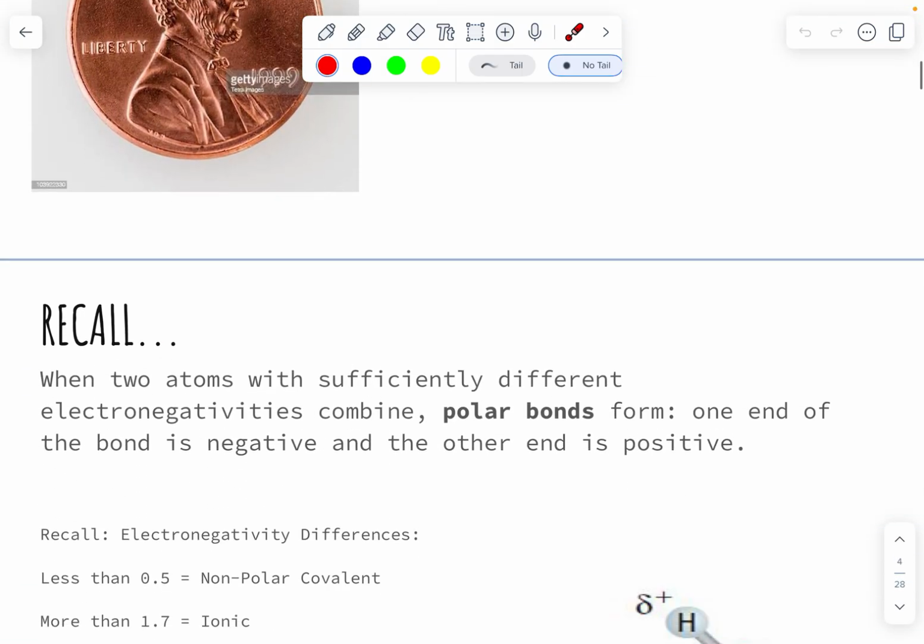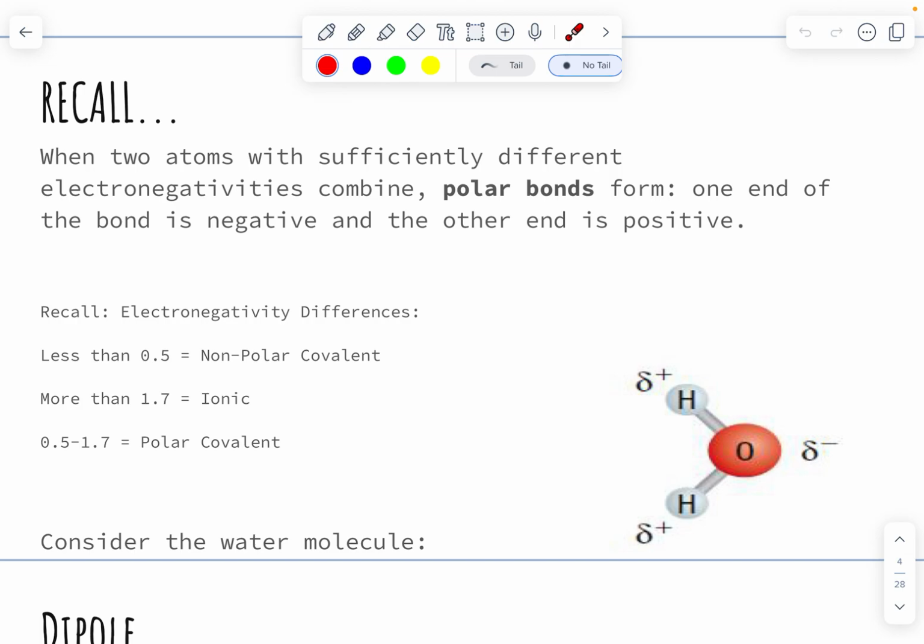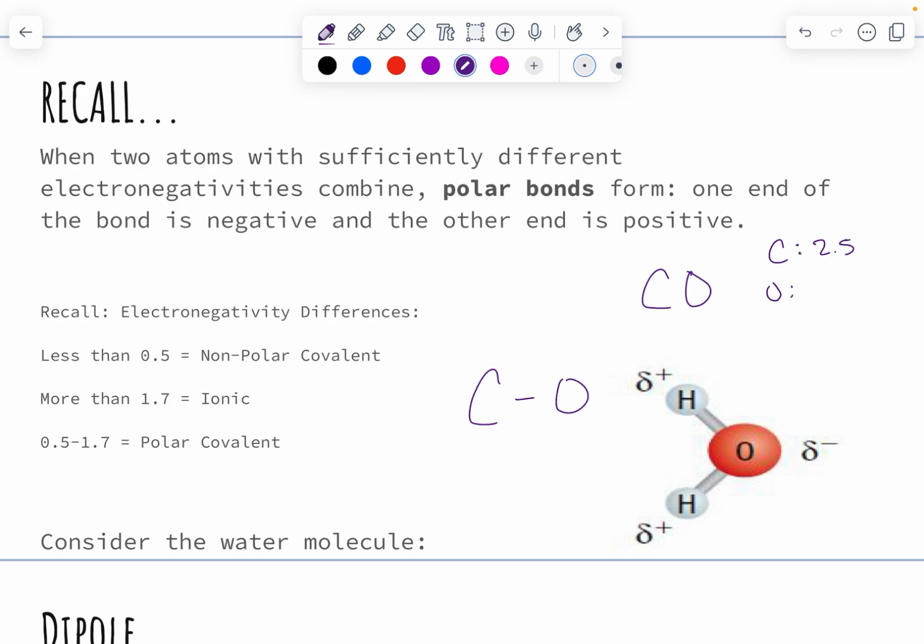All right. So let's start with a little bit of review. Last week, we talked about electronegativity, right? And when you have two atoms, let's say we have carbon monoxide, that's a carbon and an oxygen bonded together. If we look at their electronegativities, which you can find on the back of your notebook, carbon has an electronegativity of 2.5, and oxygen has an electronegativity of 3.5. So their difference is 1.